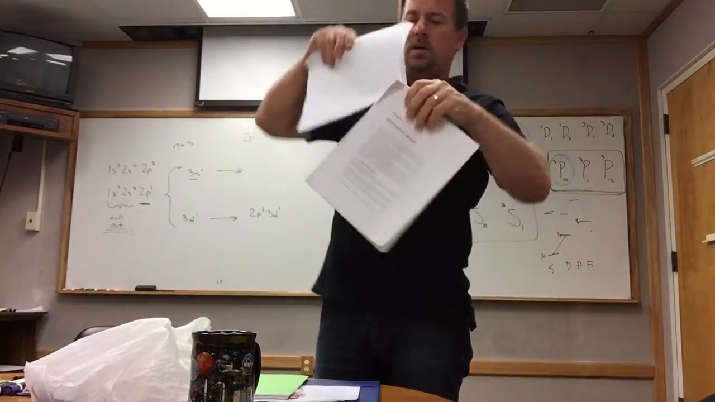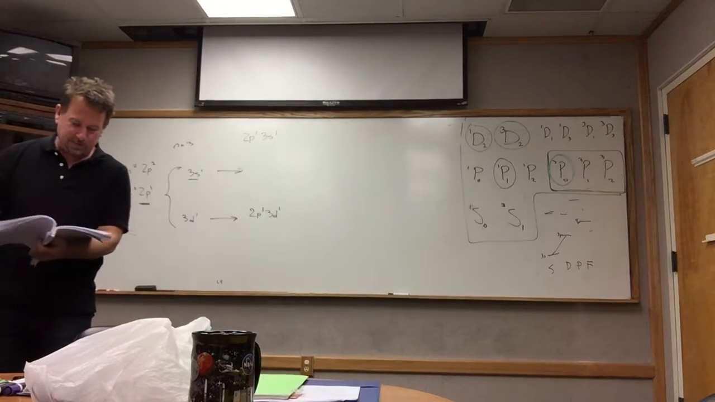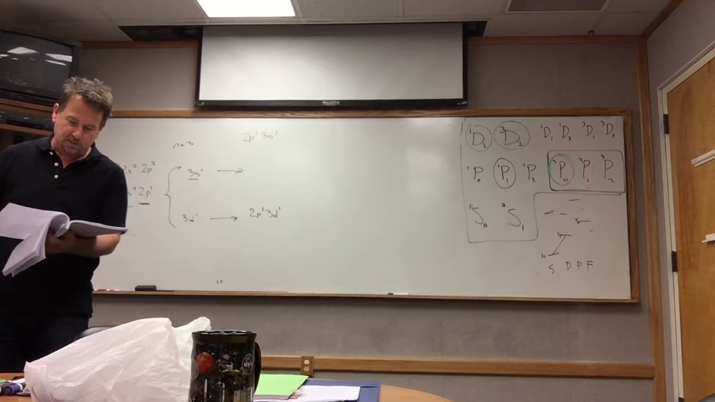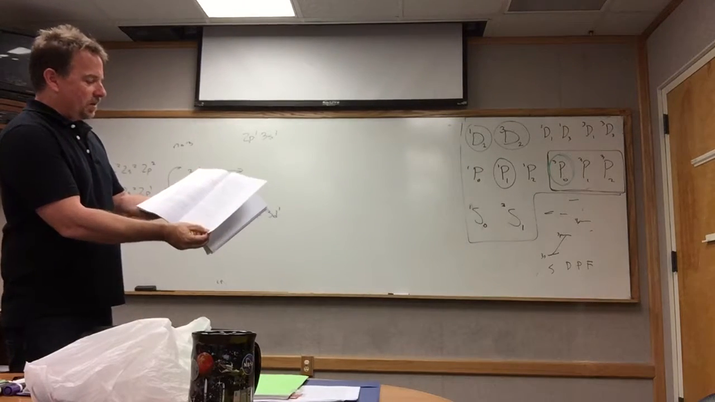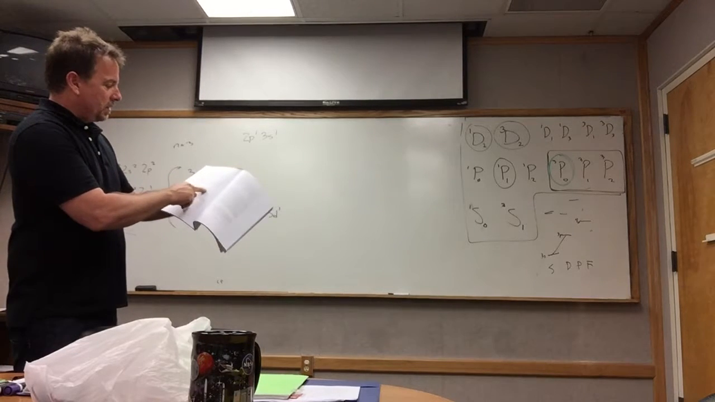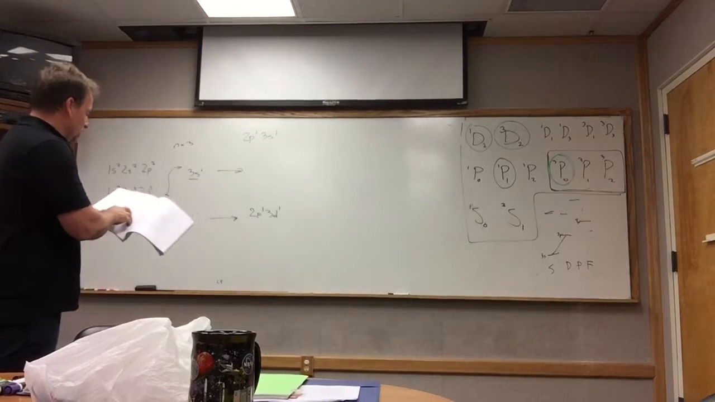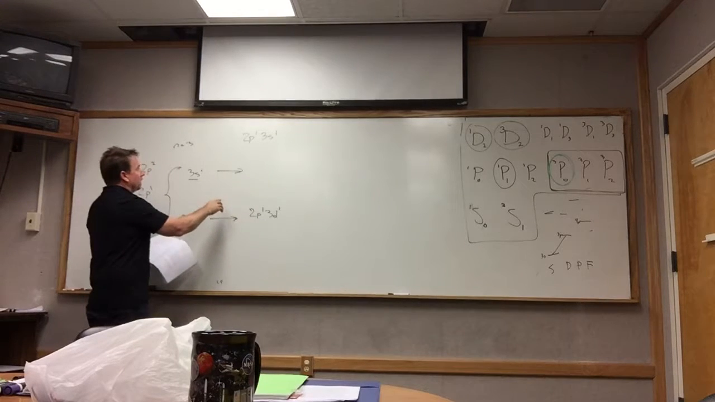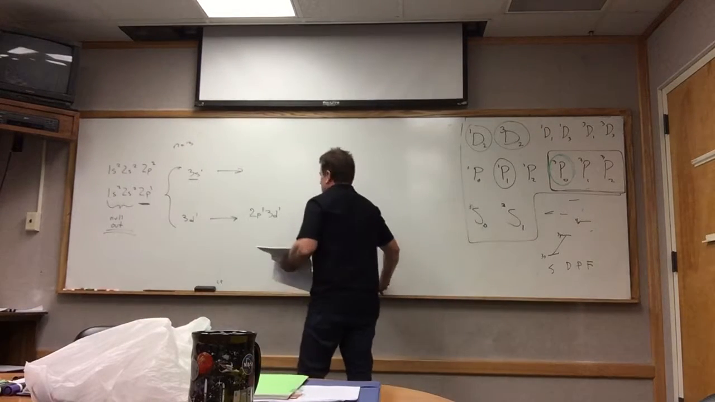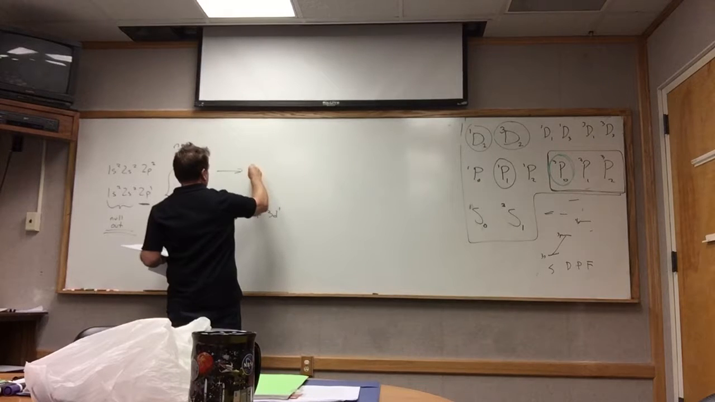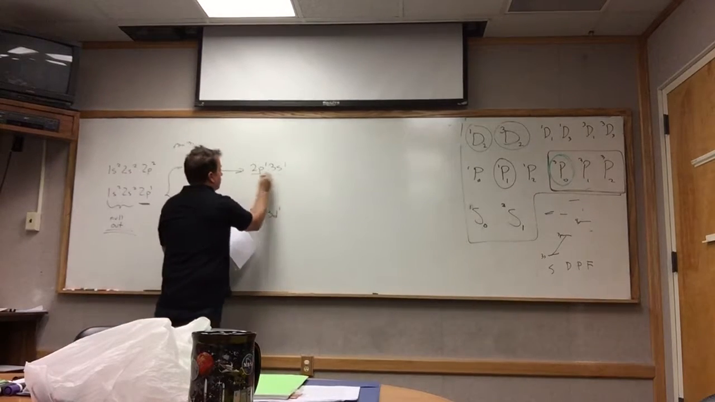Let me go back and see something real quick. How do you do that? Page 81, page 82. That's how you do this. Okay? What are we doing? We're calculating what are the possible Russell-Saunders terms for electrons in this configuration.